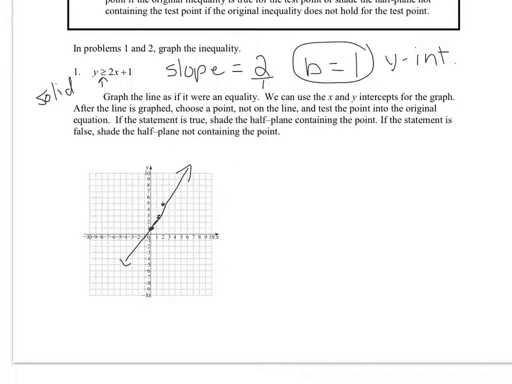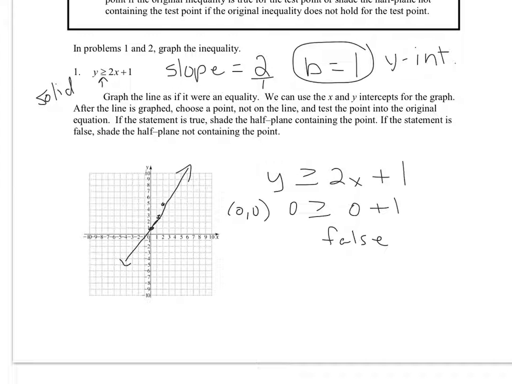Now we need to decide where to shade. So if the ordered pair (0, 0) is not on the graph, then that is a great test point. And when I plug in (0, 0), I get 0 is greater than or equal to 2 times 0, which is 0, plus 1. So 0 is greater than or equal to 1. Is that true or is that false? Well, that's a false statement. 0 is not greater than 1.